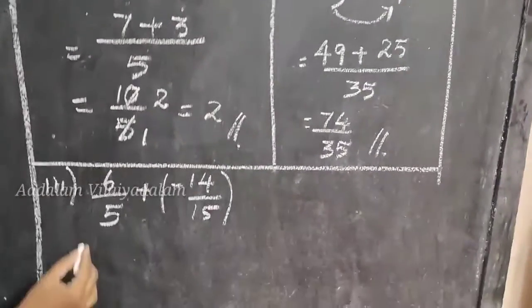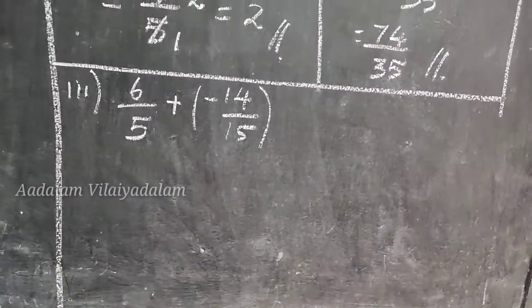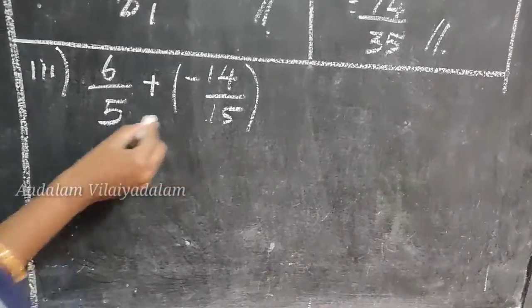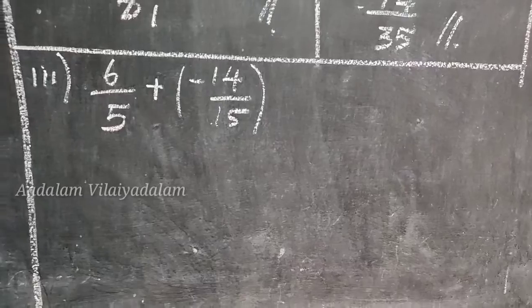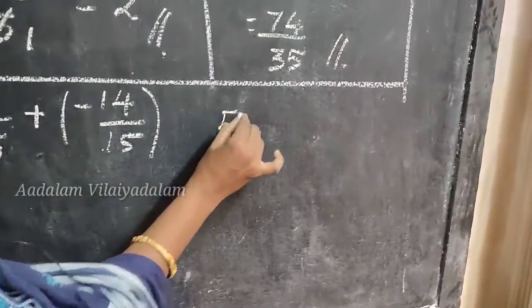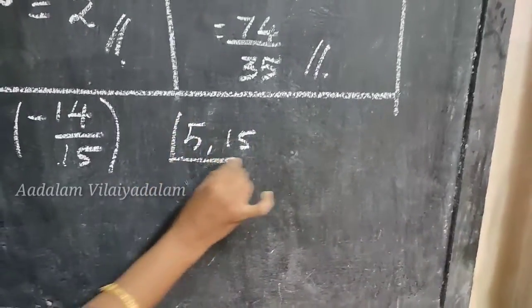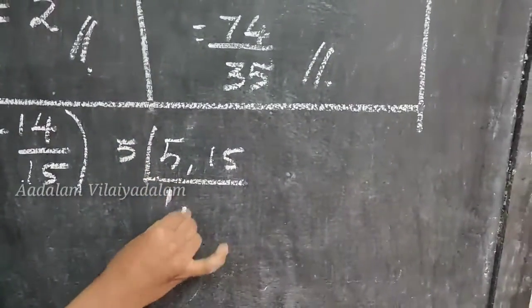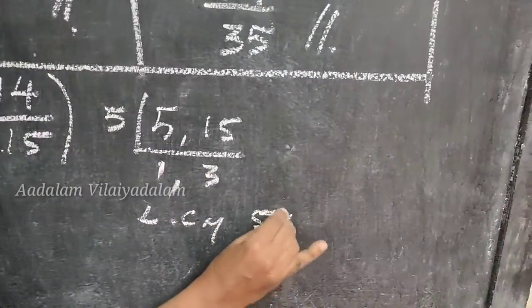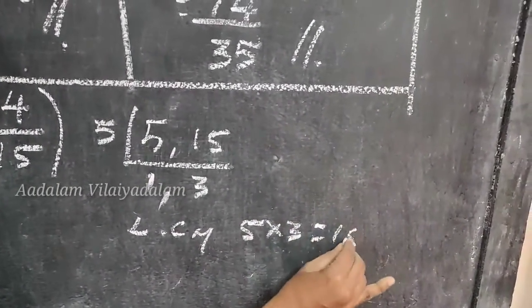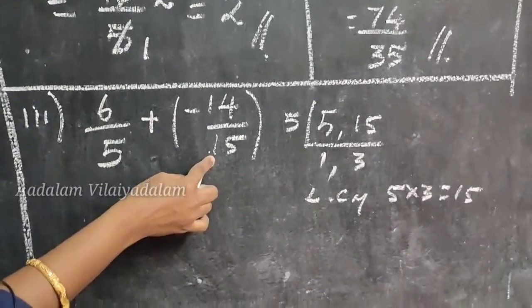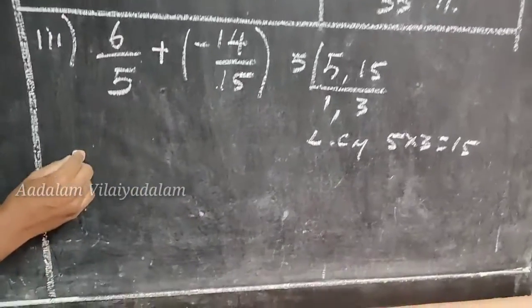Now the third one, 6 by 5 plus minus 14 by 15. Here also the denominator is different only, so we have to make the denominators the same. So first take the LCM of 5 and 15. So 5 ones are 5, and here 3 times. So the LCM value is 5 into 3, which is 15. So the second denominator is 15, so write it as it is. You have to change the first denominator only.